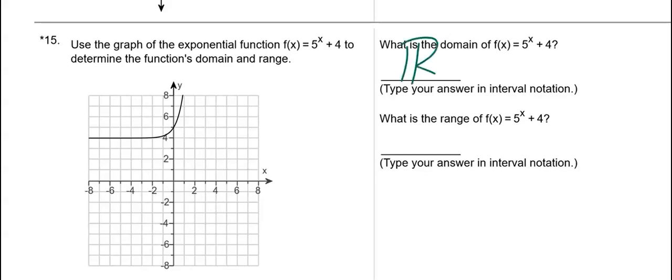Okay, so exponential growth. It's been moved up 4. Domain, remember you push them all onto the x-axis, but they're all reals for domain. Range, okay, range is when you push them all onto the y-axis forever and ever. But as you can see, nothing's ever going to go below 4. The whole graph got pushed up 4 units. So all the y values are bigger than 4.